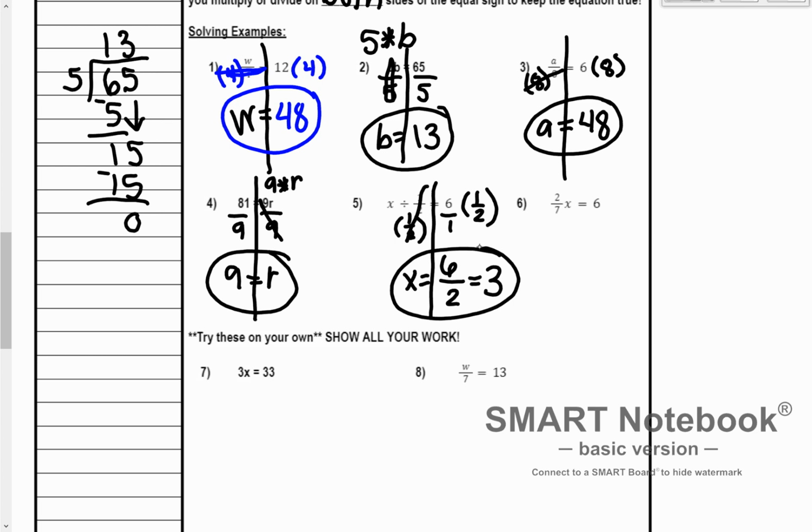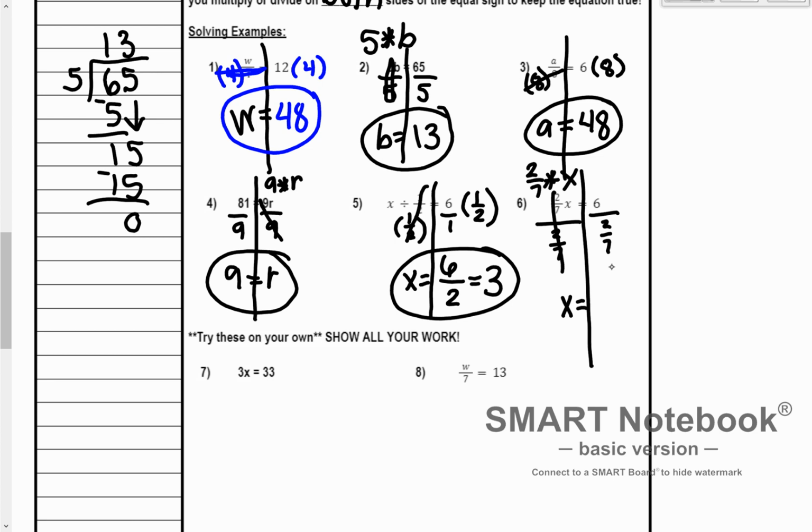Okay. Number 6, line down our equal sign. In this problem, we are multiplying 2/7 times x, because when a number is next to x, we are multiplying. The opposite of multiplying by 2/7 is dividing by 2/7. 2/7 divided by 2/7 cancels out. We're left with x equals.